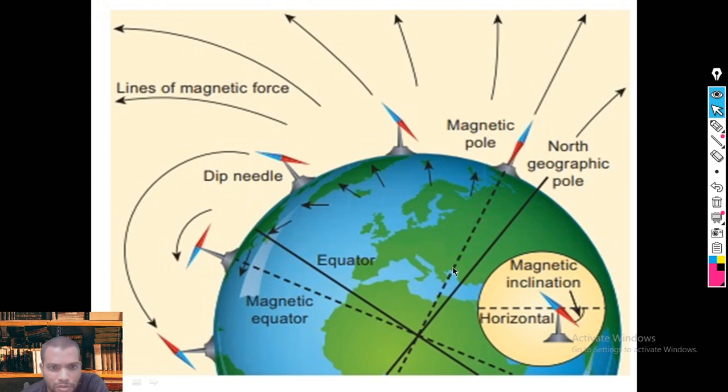See it here. Suppose you rotate a dip needle at different locations on the Earth's surface. Catch it carefully. If you place a dip needle at the magnetic equator, it is just like a compass, showing in the horizontal direction. But when you move to different locations, do you notice the change?